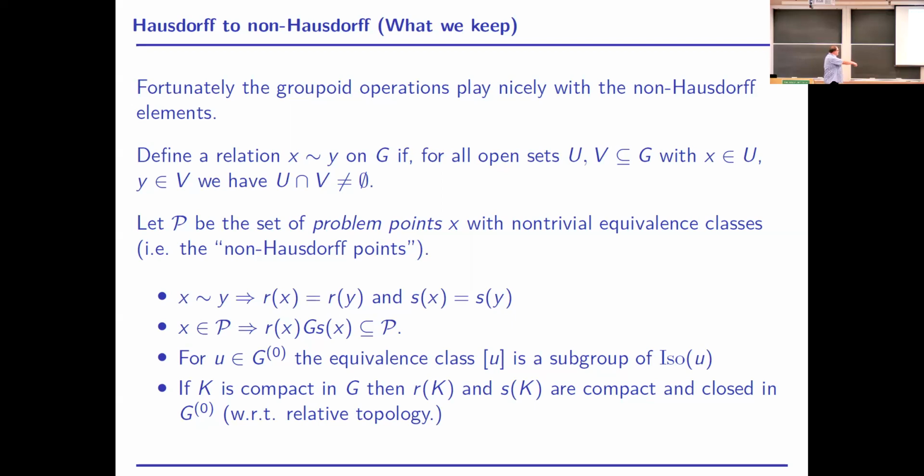In particular, if you've got something compact in G, then the image of K under the range and source are compact and closed in G0 with respect to the relative topology. So you can get moved back into the unit space when you're worried, and there you've got this nice Hausdorff behavior that you can work with and prove results.